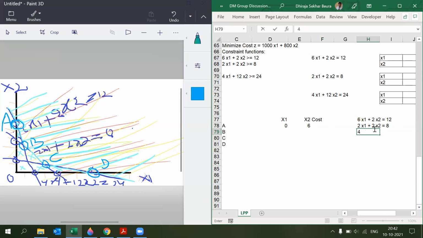How much does it become? 4x1 is equal to 4, isn't it? So x1 becomes 1. You put the x1 value in either of those two equations, and you get the x2 value.